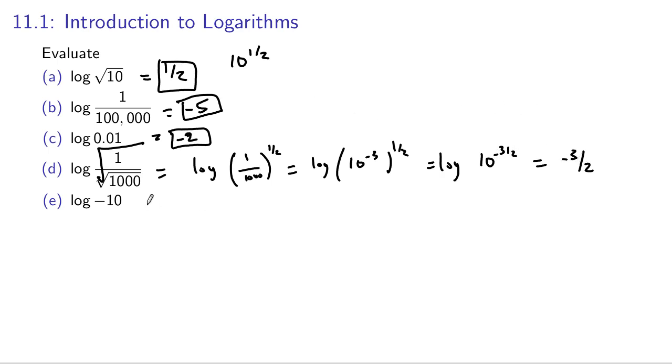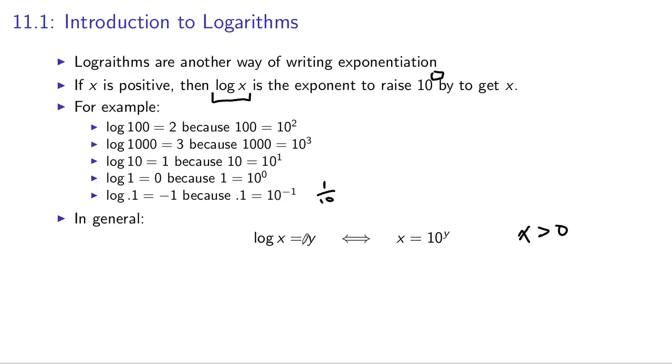And what about the logarithm of -10? This is undefined. If you remember, I said this is only true if x, the thing we're putting in the logarithm, is positive. Otherwise, it's undefined.